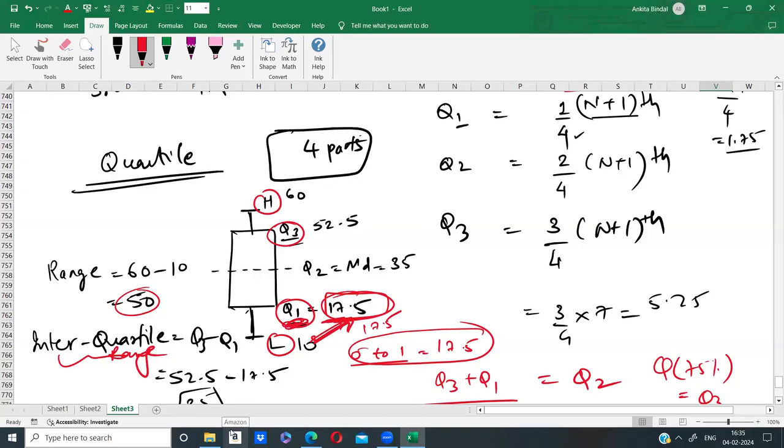Ma'am, in the worksheet, when we do Q3 minus Q1, we are getting the median. So why isn't C the answer then? You are getting the median because I have given you a very symmetric distribution, but that is not necessarily true. Okay.